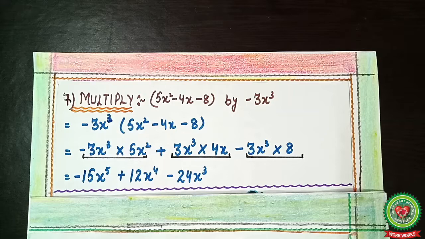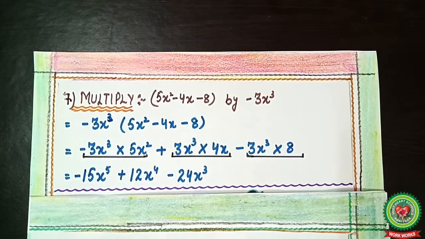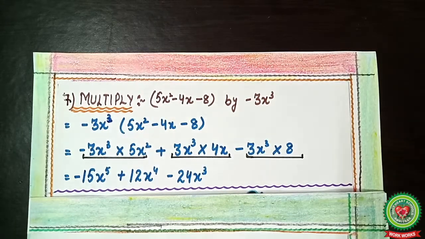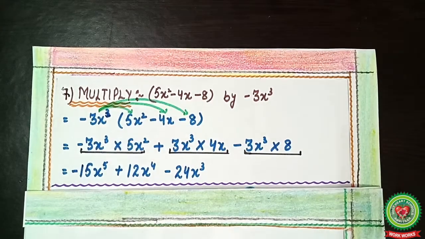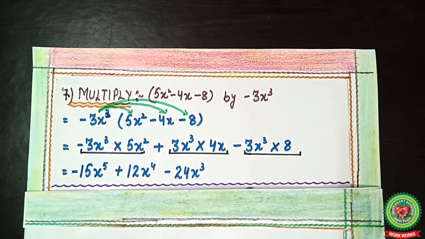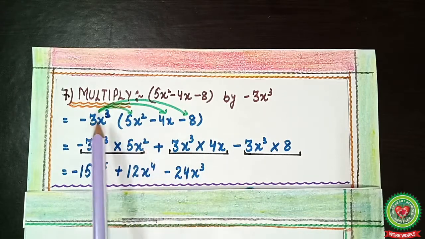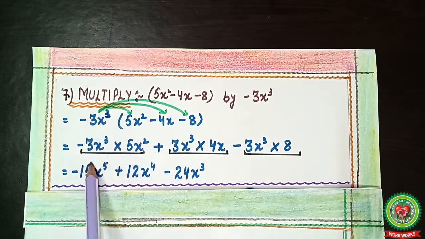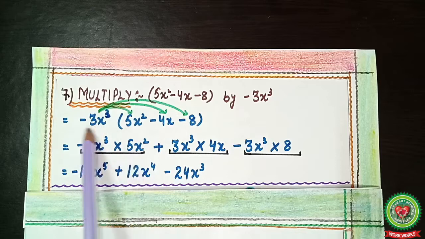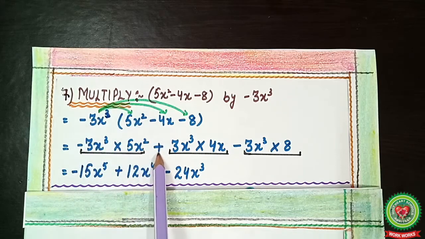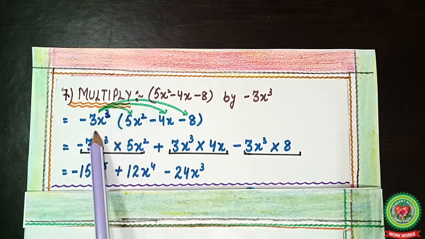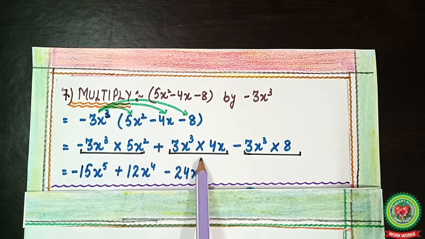Now here what you will do, our first step is to put the arrows. So here you will put arrows like this, right? So we have just put the arrows here. So now we will write minus 3x cubed multiplied by 5x squared. Outer sign minus, inner sign will be changed. So you will write here plus 3x cubed multiplied by 4x.